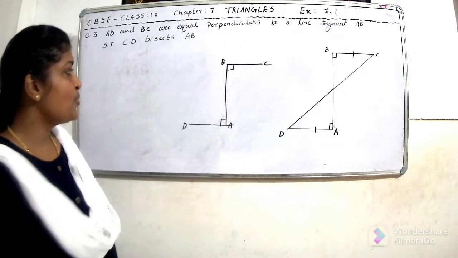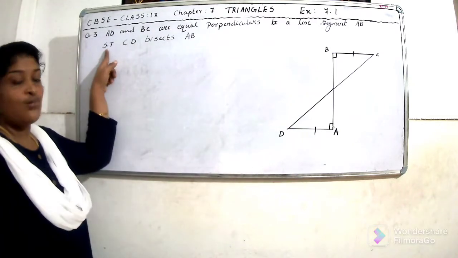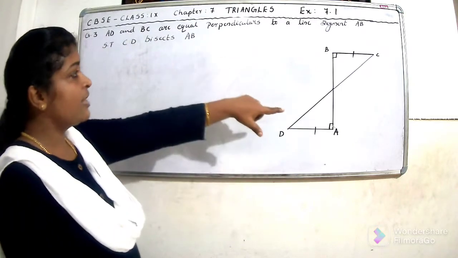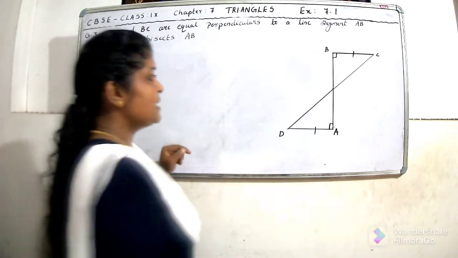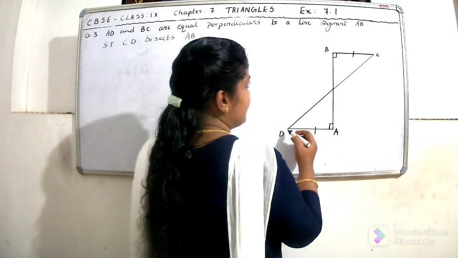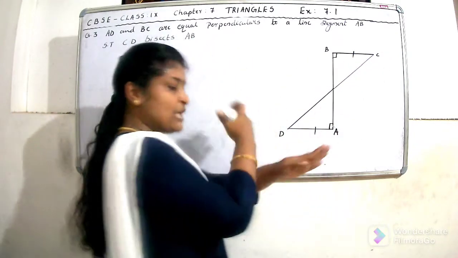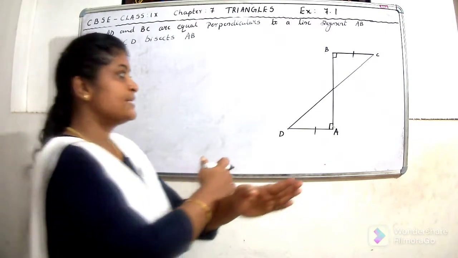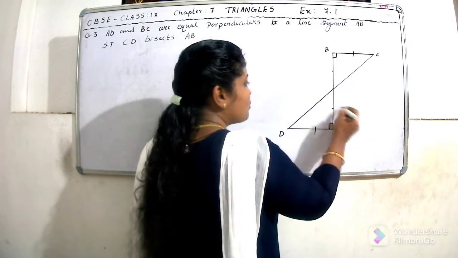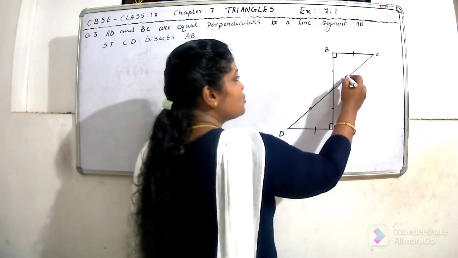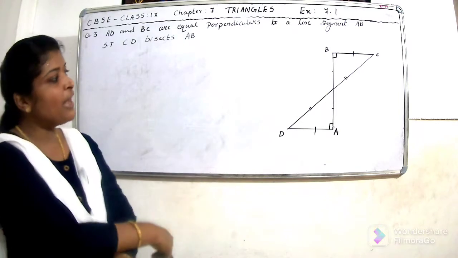Okay, so that is the thing they have given. Now what we have to prove is that CD bisects AB. That means it is bisecting equally. Bisection means these two sides are equal and these two sides are equal. Then only it is a bisection, no? So that is what we have to prove.